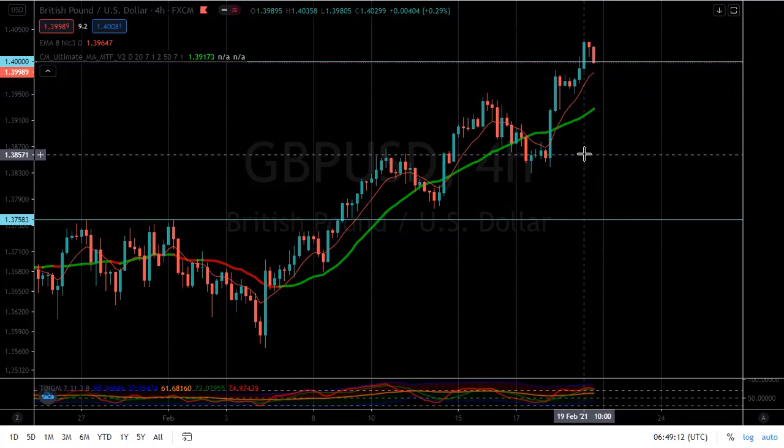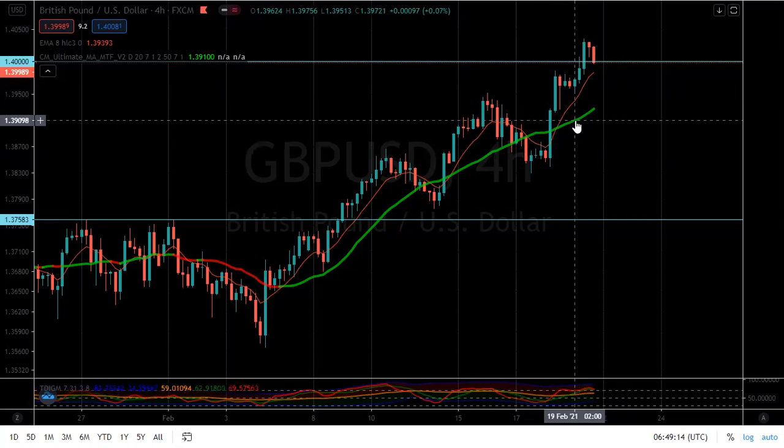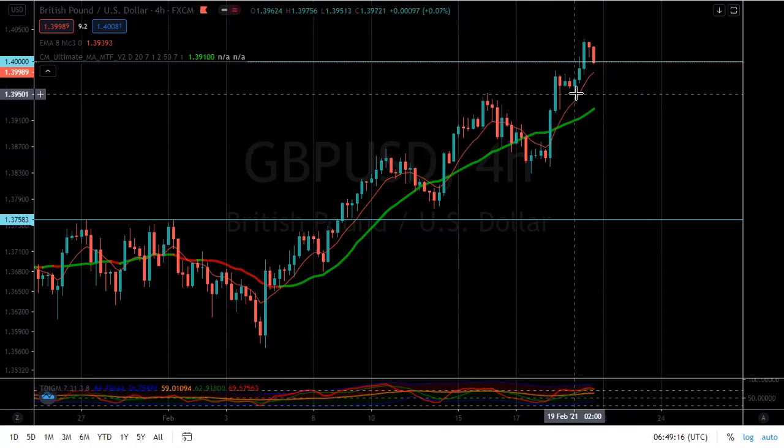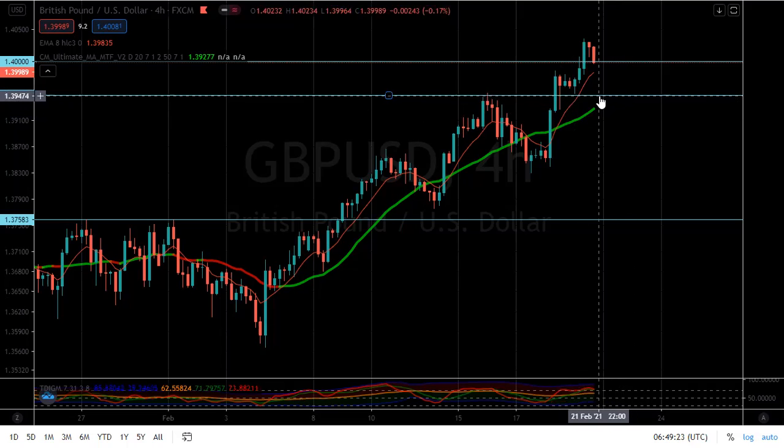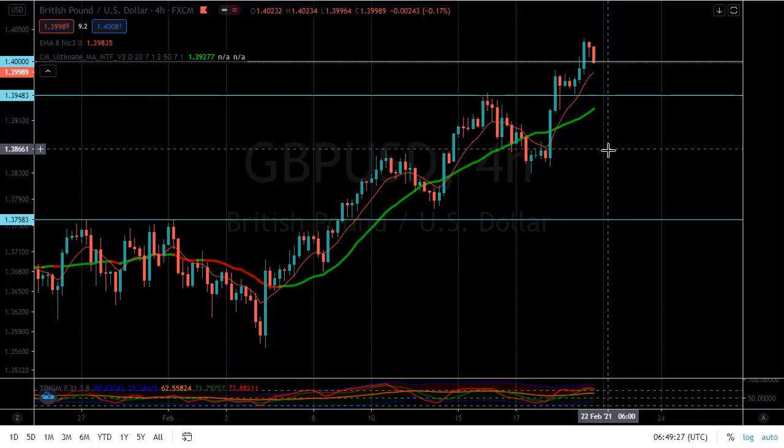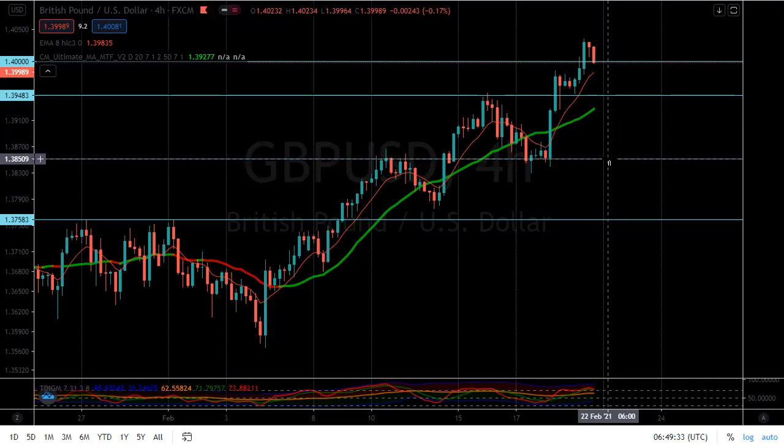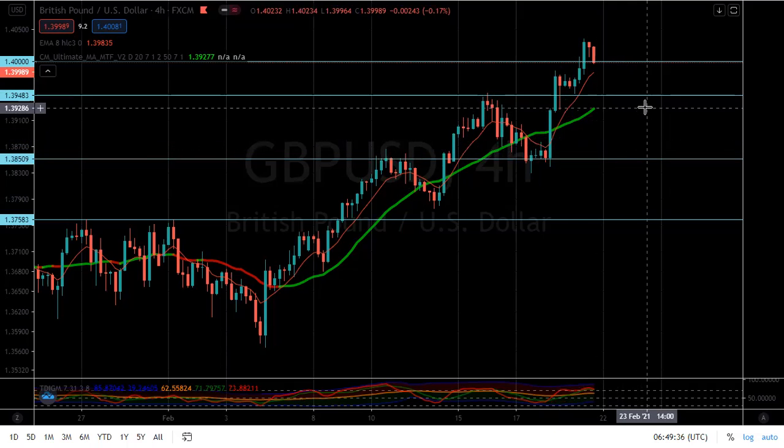But if we have a break and close below the 1.3950 area, this point here, let me just mark it on my chart here. Once we get any break and close below this, I'll be looking forward to going to the next key level, which is right here at the 1.3850 area. That's how my charts are marked up for this new week.